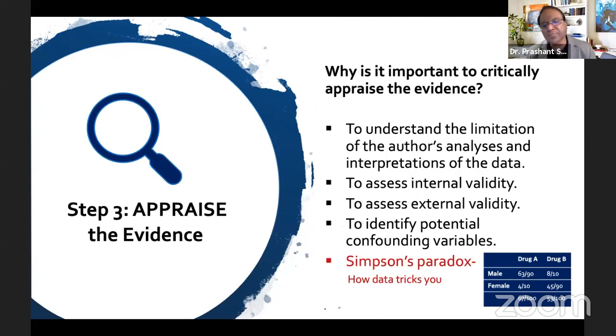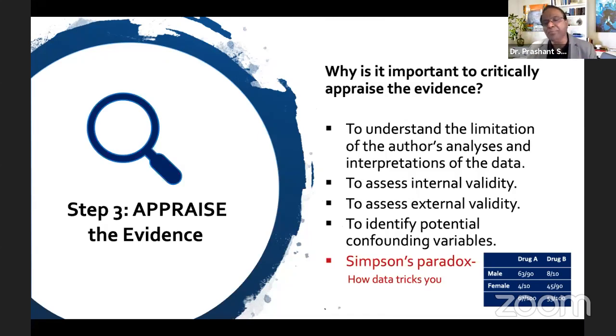That is called Simpson's paradox. It is the inconsistency between the marginal interpretation and the conditional interpretation of the same data. That is called Simpson's paradox. And this happens most of the time when the results of research studies are presented. And if you miss that, you will have wrong conclusions. So we need to pay attention to that.